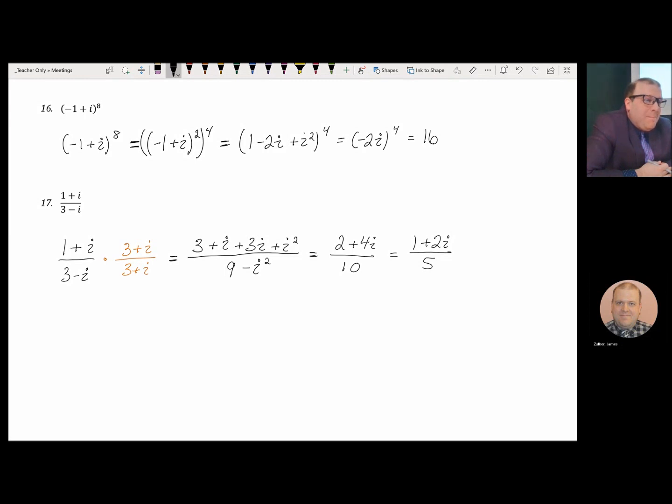Your book doesn't like that, because that is not technically of the form a plus bi. You have to split it up. Your book wants it written this way. In fact, every beginner's text on complex numbers wants it written this way, even though they're the exact same thing.